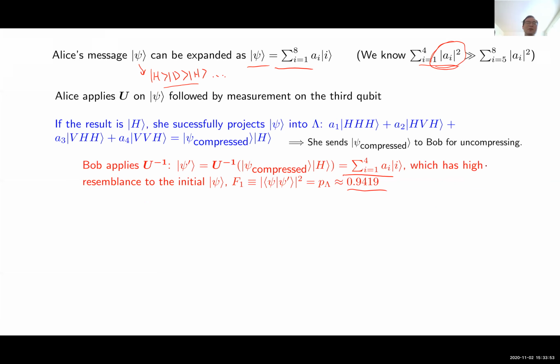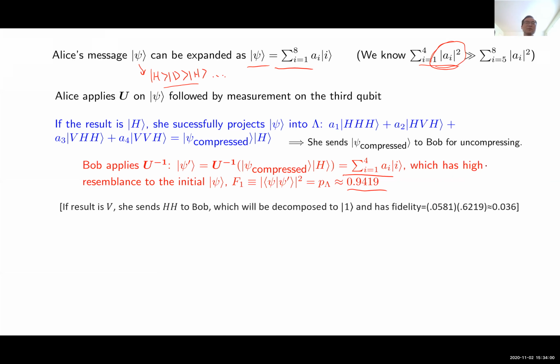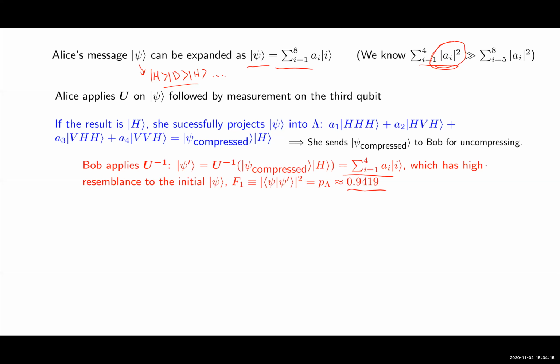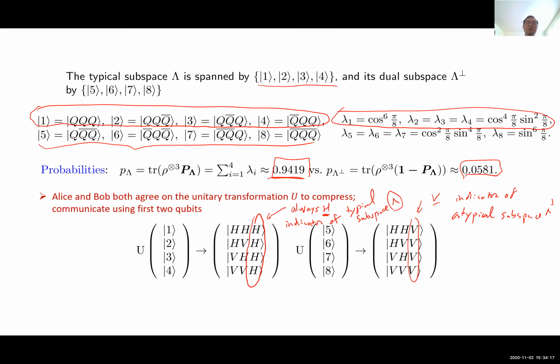So she would be able to send this with a fidelity of 0.94. You have a question? So the typical space, that is the product of density matrix. Does it contain entanglement state, or does it only contain direct product state? Yeah, so the bases are not entangled, but if you mix 1, 2, 3, 4, then it's entangled.